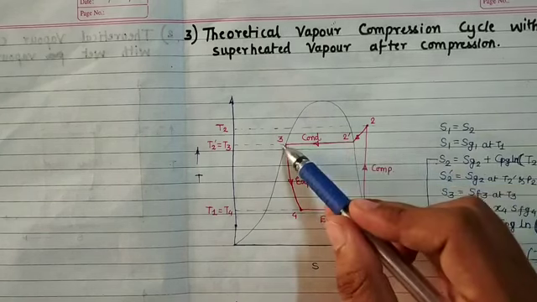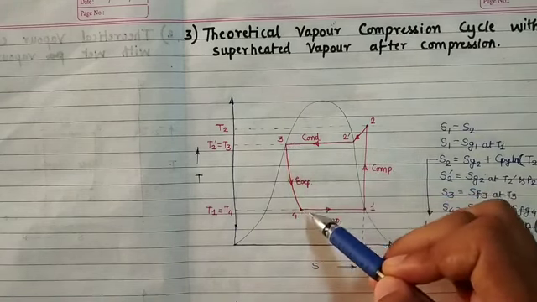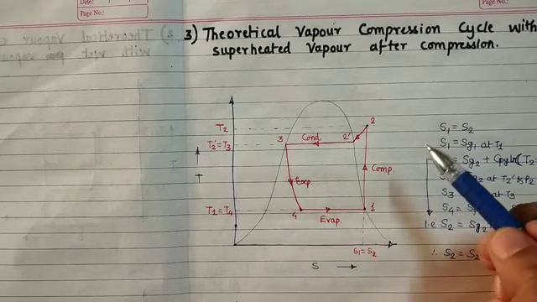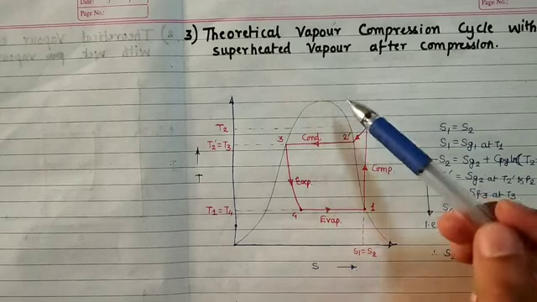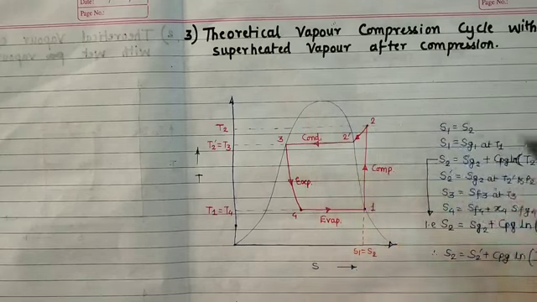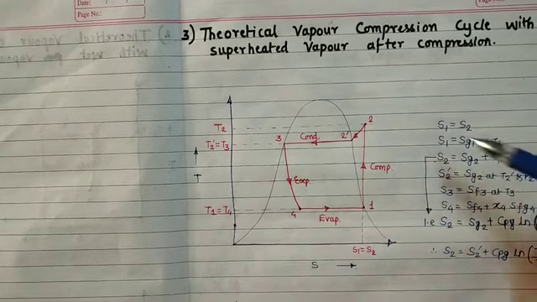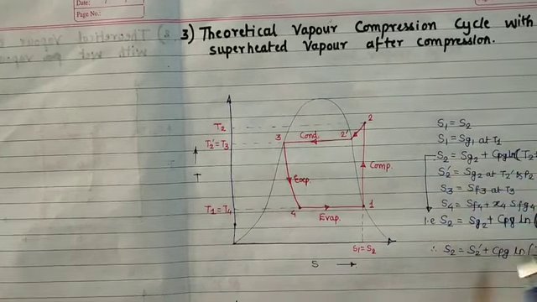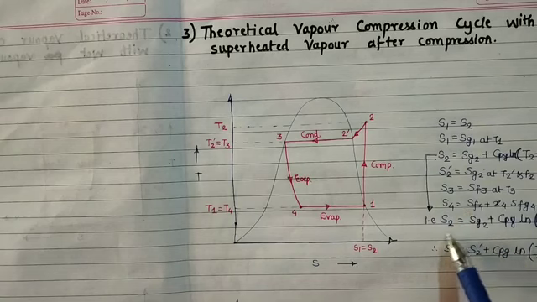So 2 dash to 3 is the condensation, 3 to 4 is again expansion, and 4 to 1 is evaporation as previously. The single difference for this condition as compared to the previous cases is that point 2 should be in the vapor region. So we need to calculate S2 by means of the formula Sg2 plus Cpg ln T2 by T2 dash. This is the formula which should be used for calculation of entropy value in the superheated region.